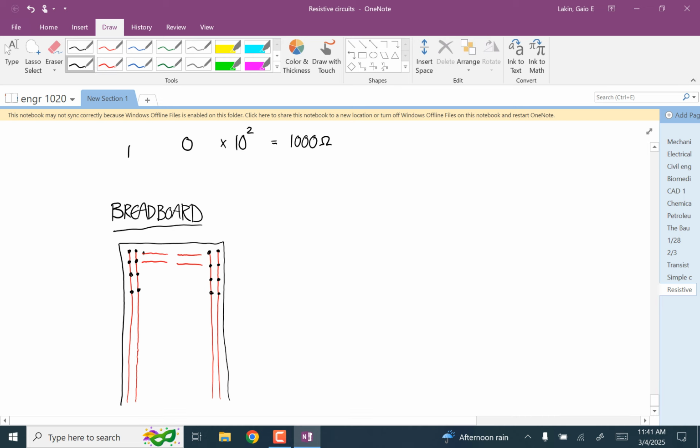If you connect a wire to this point and a wire to this point, it's like you've connected those two together. Okay? And so we're going to use this breadboard to make our first little circuit, and we're just going to show that it works by connecting it to an LED.